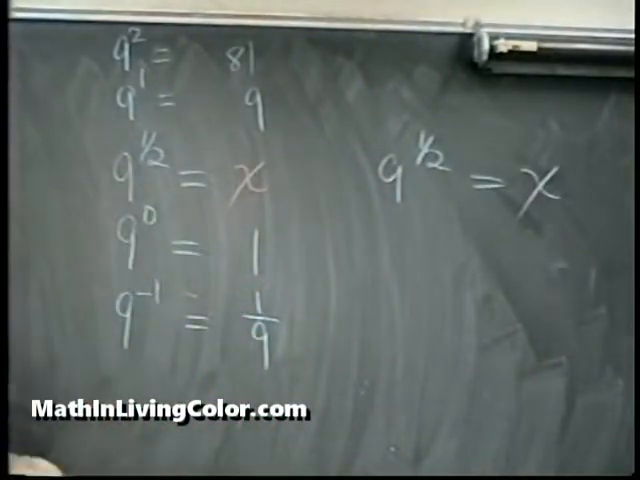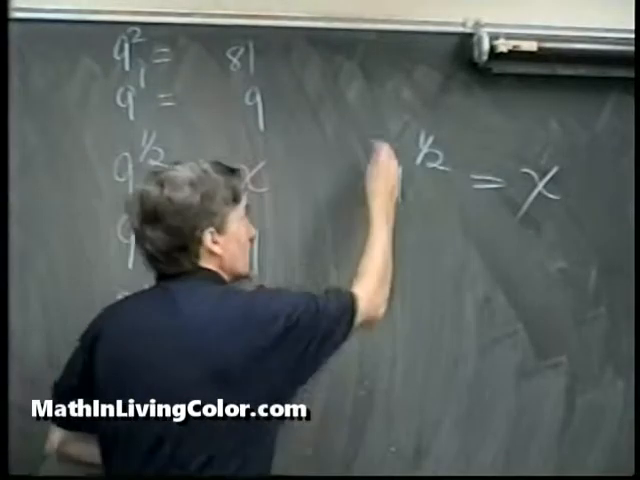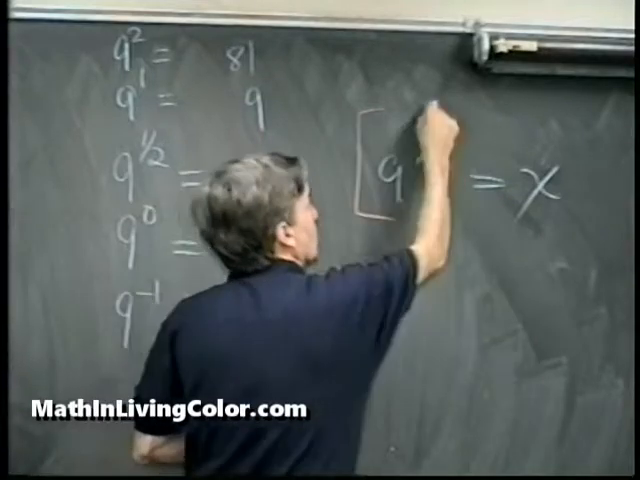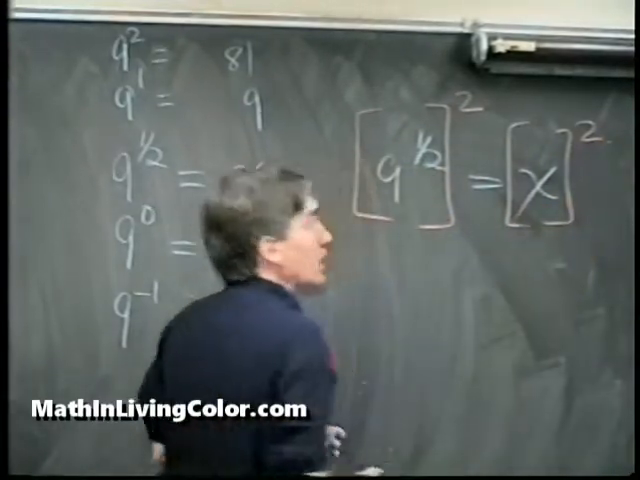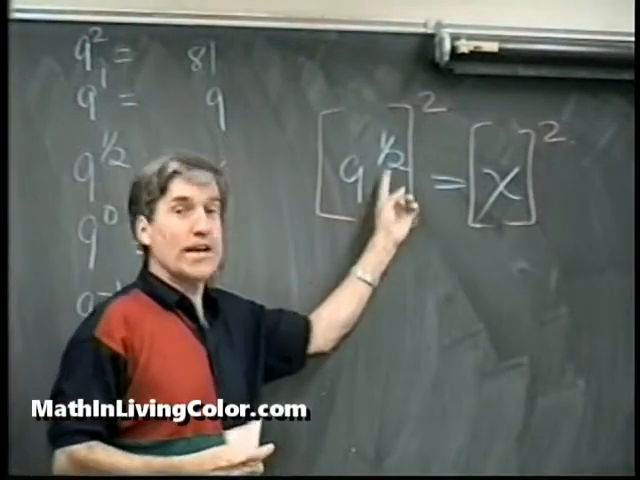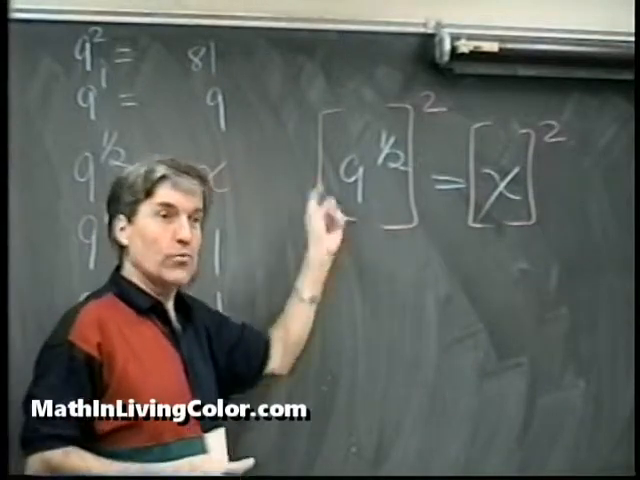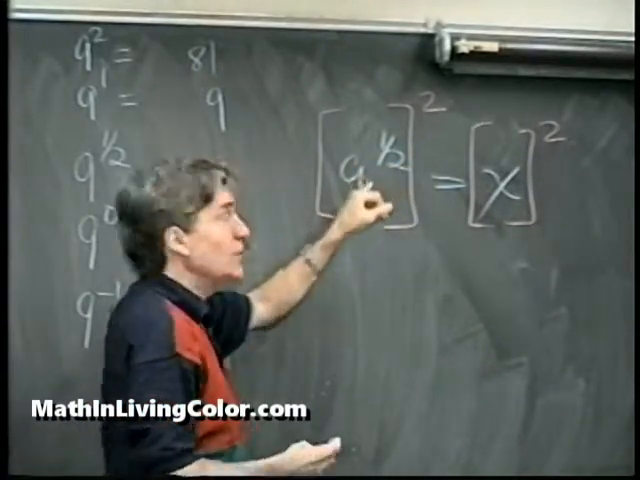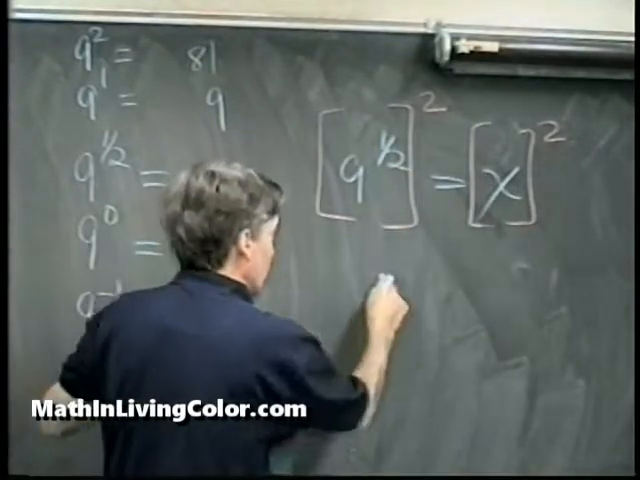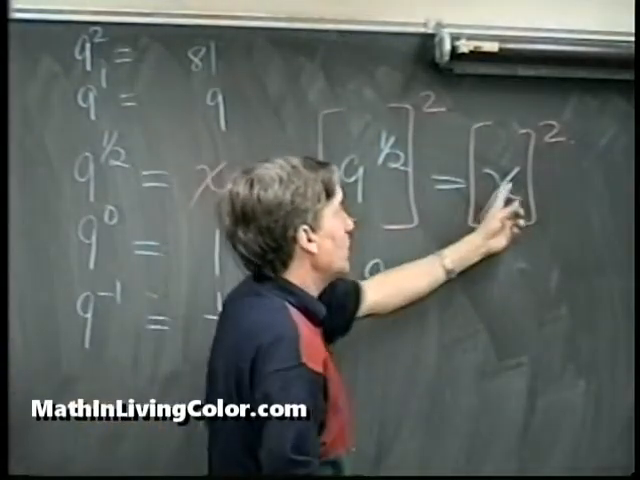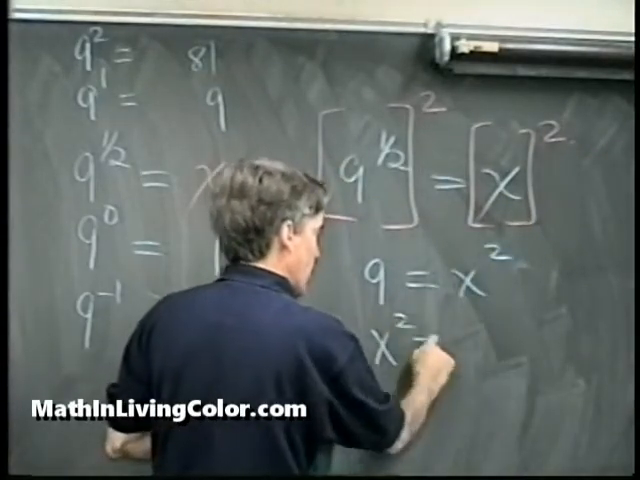And in order to try to get some understanding of what this is, I'd like to raise both sides of this equation to the second power. Raise both sides to the second power. Now you remember what you do with the laws of exponents when you have a power raised to a power. Anytime you have a power raised to a power, what do you do? You multiply exponents. So that would give you what? That would give you 9, is equal to x squared. Okay, that means that x squared is 9.